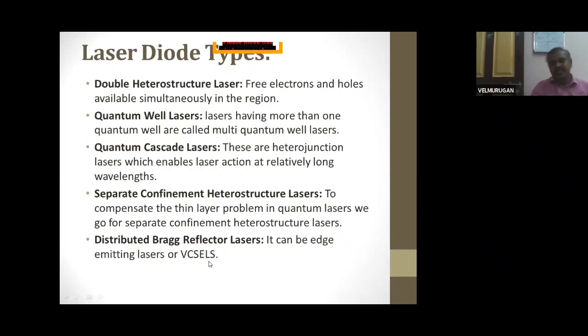This distributed feedback laser can be an edge emitting laser. If you want to cut unwanted tissue in your human body, you want to do operations, you can use it for this. And in the separate confinement heterostructure laser, there is a thin layer problem in quantum lasers, so we go for separate confinement heterostructure lasers. These are different types of laser diodes we are using in applications, important for cutting and for transferring optics.